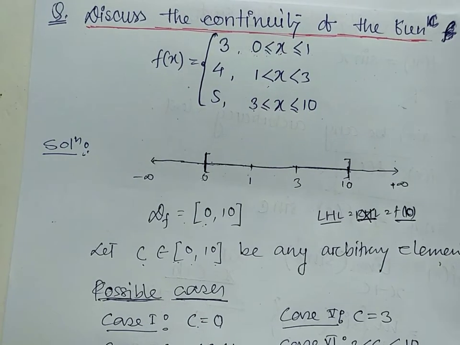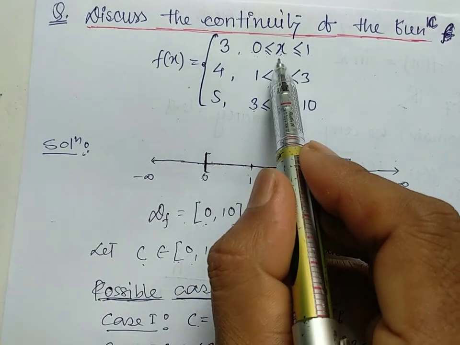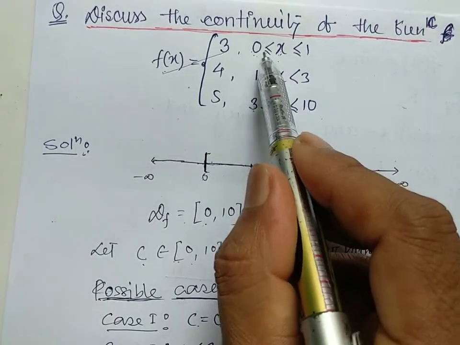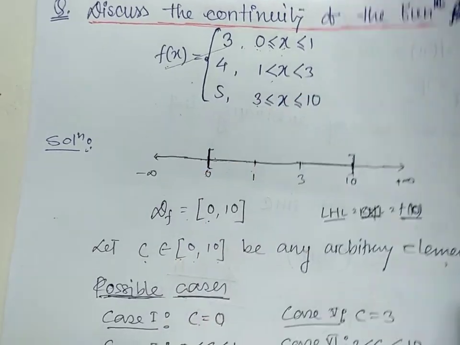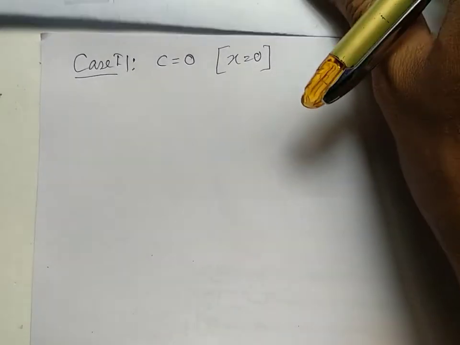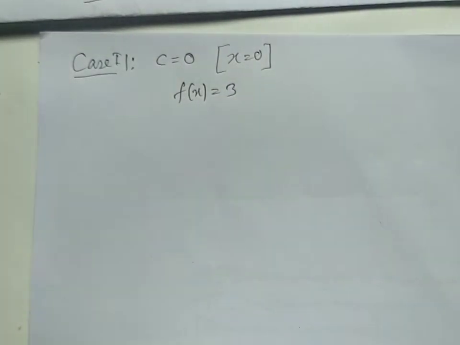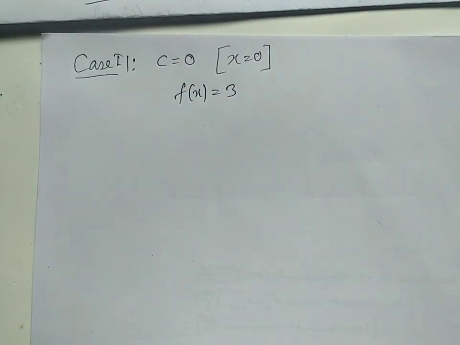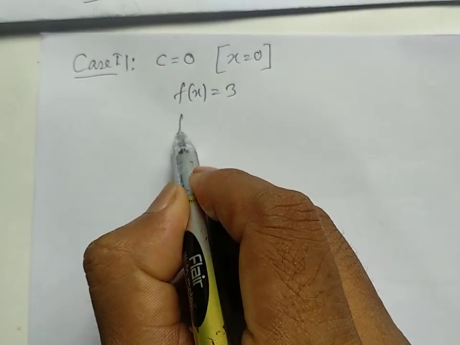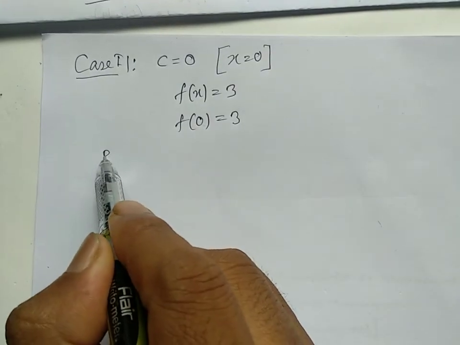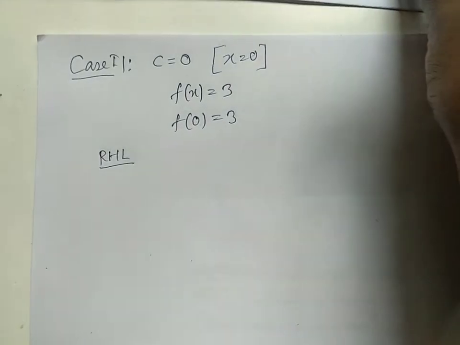For x is equal to 0, let us go to the question please. For x is equal to 0, what is the functional value? For x is equal to 0, the functional value is given as 3. So f of 0 is equal to 3. Now at c is equal to 0, we will try to find out the right hand limit as well as the functional value at 0. So f of 0 is equal to 3 we have got, and then we will try to find out the right hand limit. Do you know why we have to find out the right hand limit?